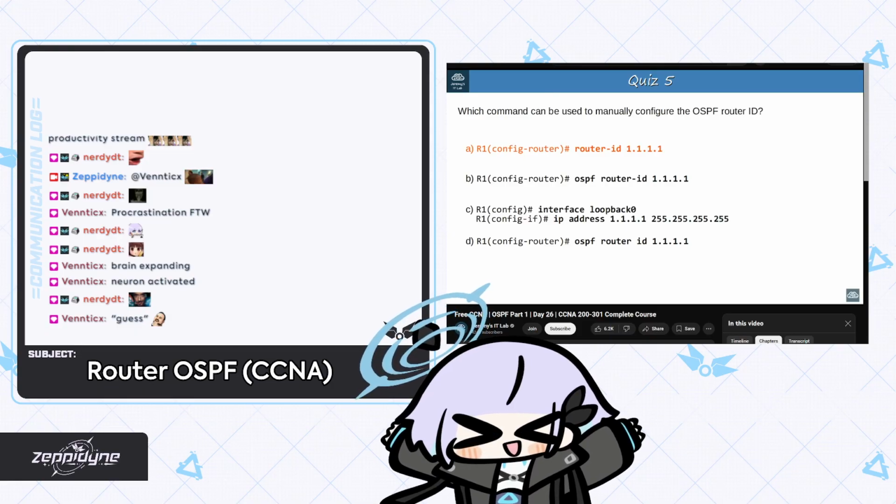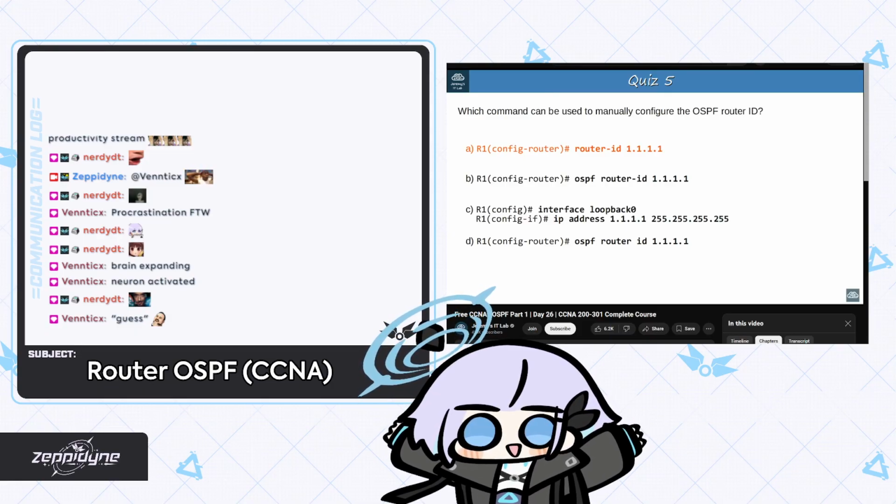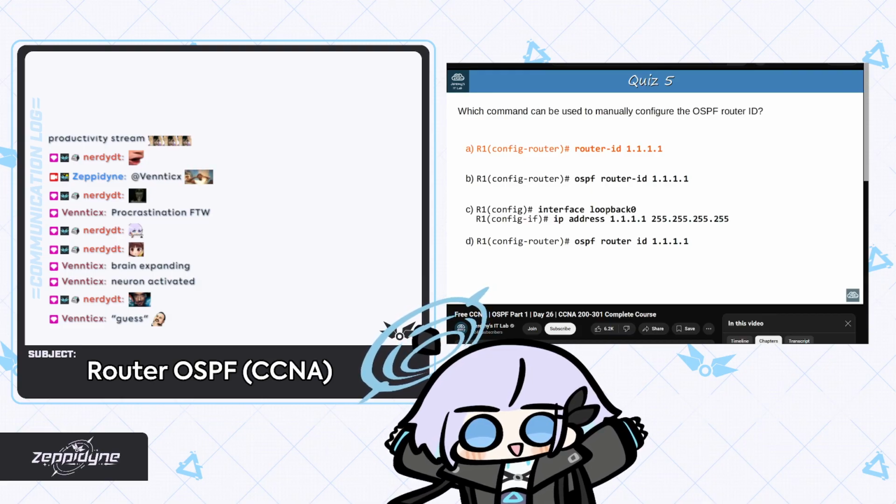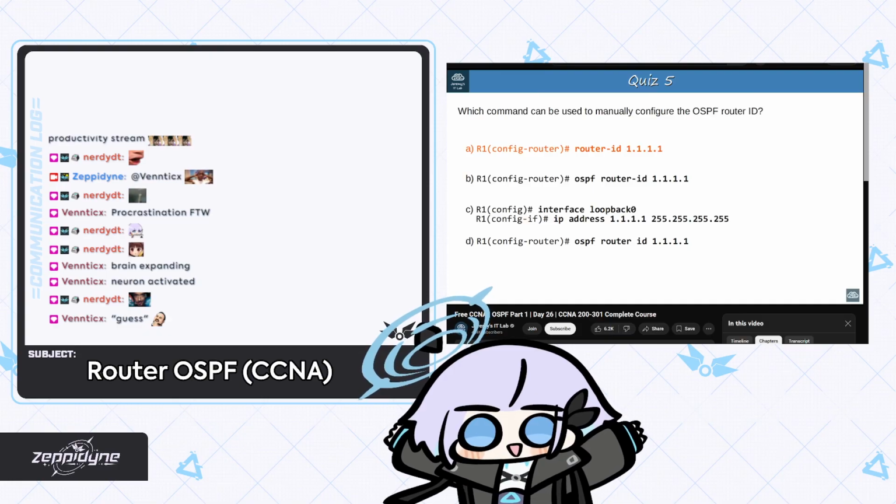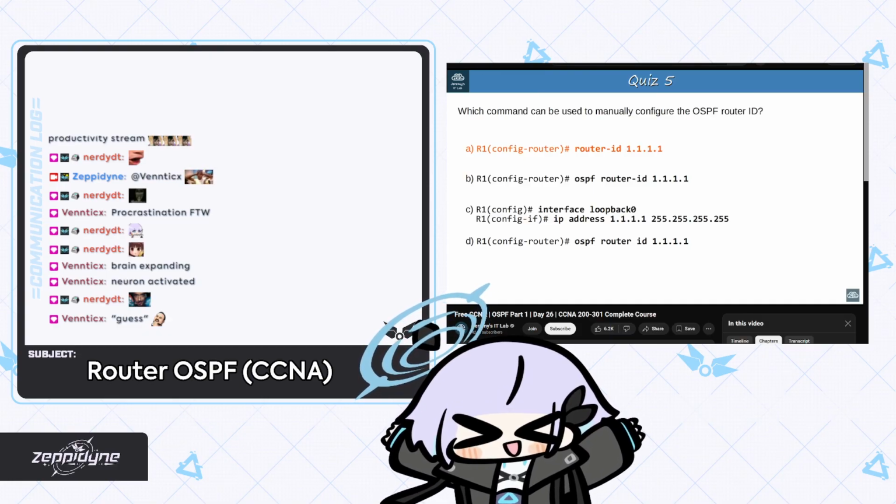Option C configures an IP address on a loopback interface. If the router ID isn't manually configured, this IP address might become the OSPF router ID, but it's different than manually configuring the router ID. Right. That's all for the quiz.